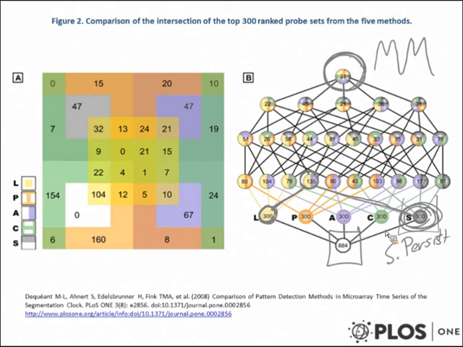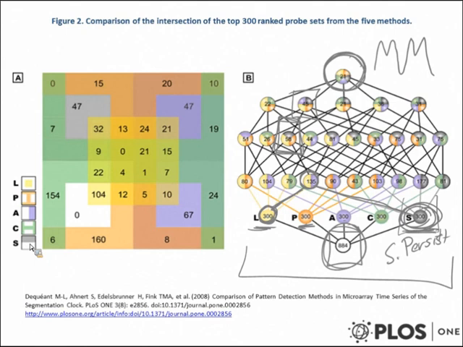We can take a look to see what is common among, I think this is gray, yellow, and orange. So gray, yellow, and orange. This would be 58 in the intersection of the L, P, and S methods. And then you can take a look at what's in the intersection of four of them, etc. So that's what this tells us: what is common to the five methods, or what is the union of the five methods.